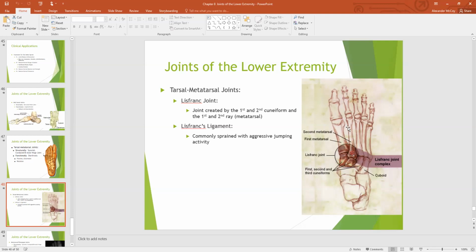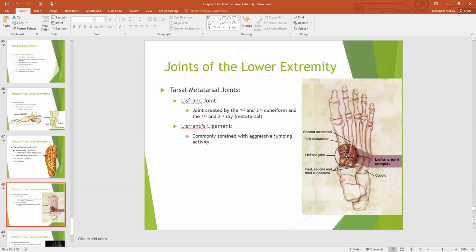The one that I want you to know about, I'm going to kind of discontinue everything else, but the one that I do want you to know about is called the Lisfranc joint. This is where the first and second cuneiform meet the first and second ray. So first and second cuneiform meet the first and second ray. This little thing where all of these meet is called the Lisfranc joint.